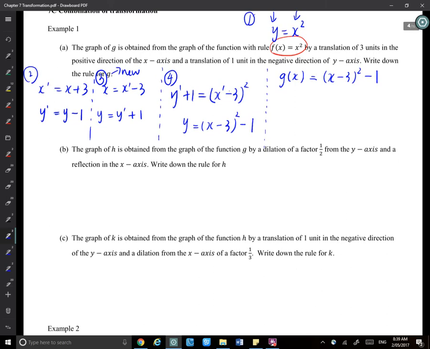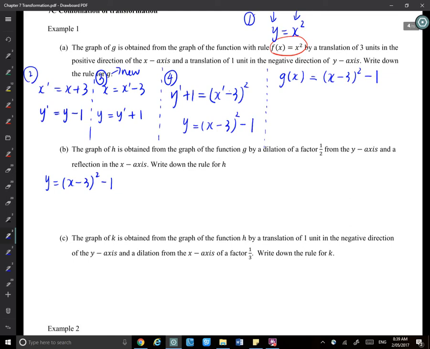Part B. The graph of h is obtained from the graph g. So graph g becomes the original function. Graph g is your old function now. So you will write y equals x minus 3 squared minus 1. That is your original function because h is based on g, what you have in g. So g is the original function.